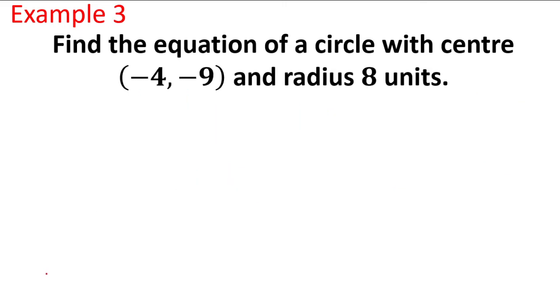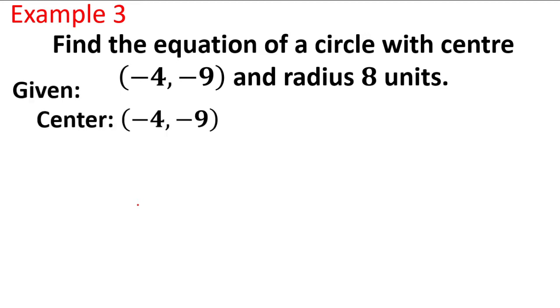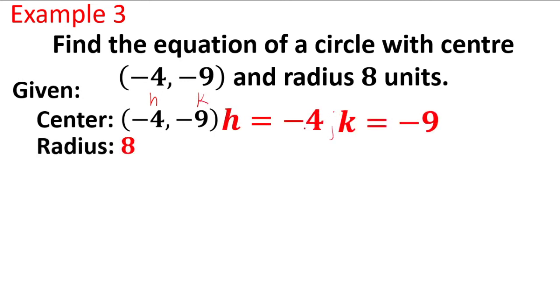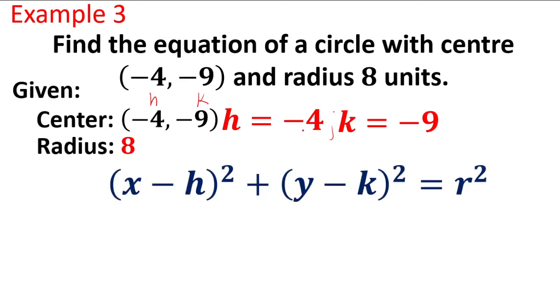Next example, say find the equation of a circle with center located at -4 and -9 and radius 8 units. So, again, same process tayo. Ang center mo located siya sa -4 and -9. Ang h mo -4, ang k mo -9. Ang radius natin ay 8 units. Okay? Ito yung standard form natin. Substitute lang.